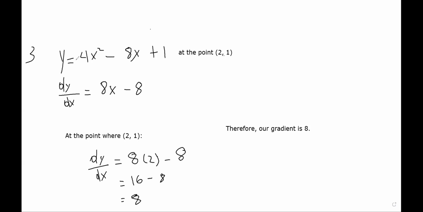So we say the differential of 4x squared: you carry down the power of 2 and multiply that by 4, which gives us back 8, multiplied by x, and then you subtract 1 from the power. 2 minus 1 gives us back 1, so that's just x. And then you differentiate 8x, which just gives us back 8. And that's how we got the 8x minus 8.